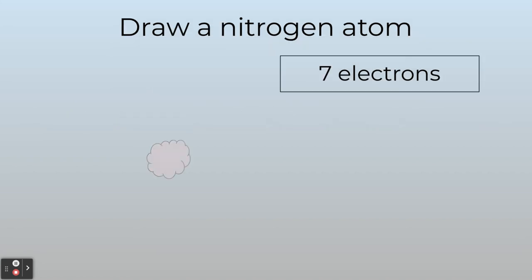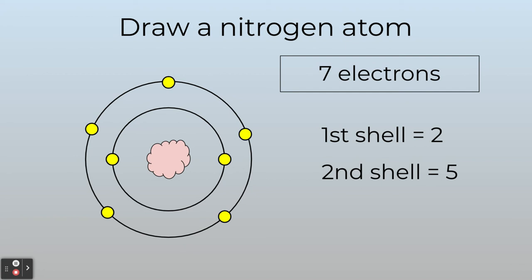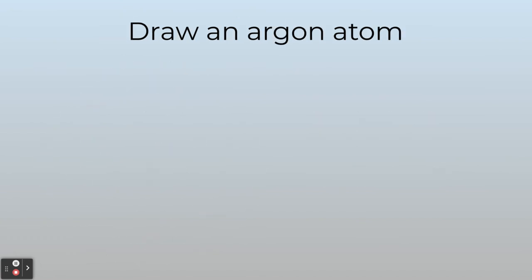Okay, so for example, nitrogen atom. If I was like, a nitrogen atom has 7 electrons, right? You would draw 2 in the first shell, and then you would move on to the second shell and draw 5 and say, yep, I did it. That's what a nitrogen atom looks like. Okay, we're just going to skip ahead here a little bit.